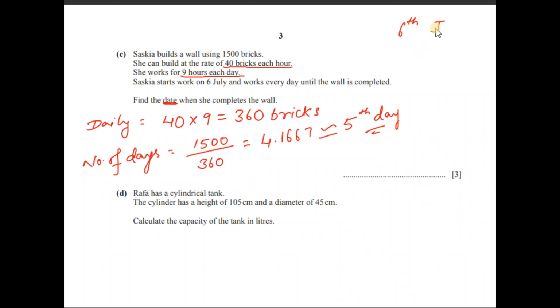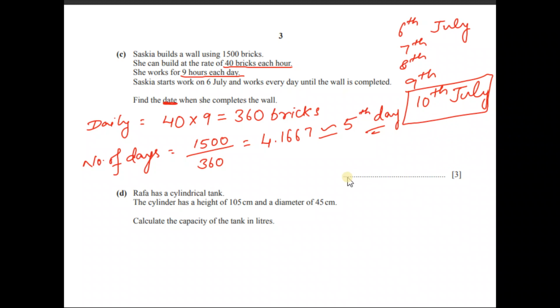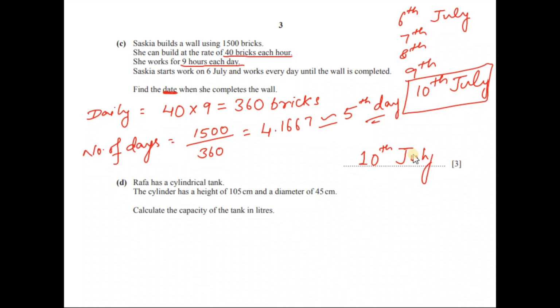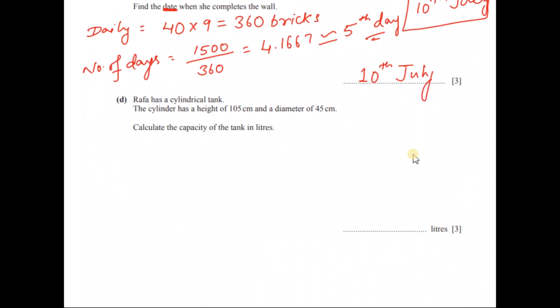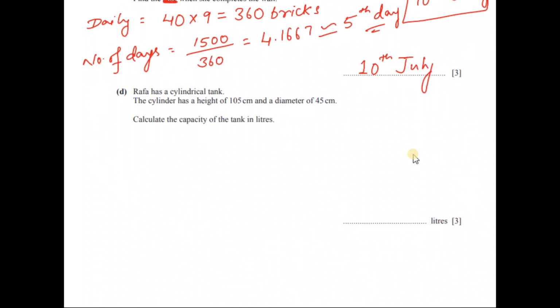So if she is starting her work on 6th July, it goes like 6th July the first day, then 7th, then 8th, then 9th, and she is going to finish her work on 10th July because that's the fifth day. So the answer over here is 10th July. She is going to finish her work on 10th July. Right. Okay, now we are going towards the next question.